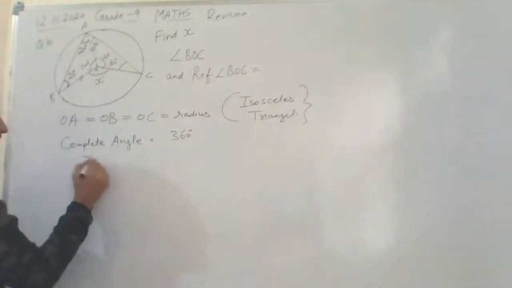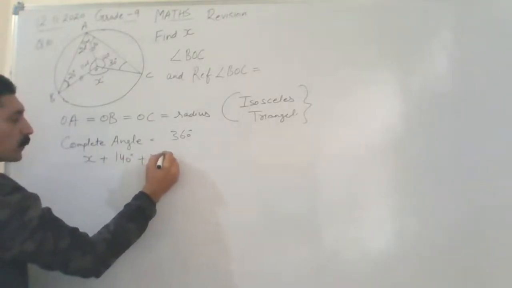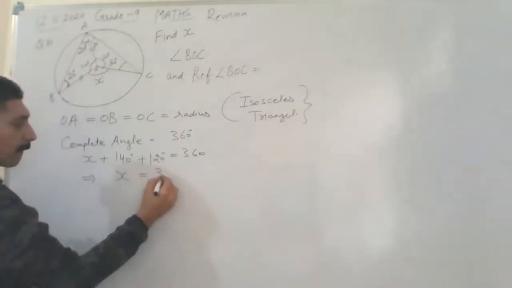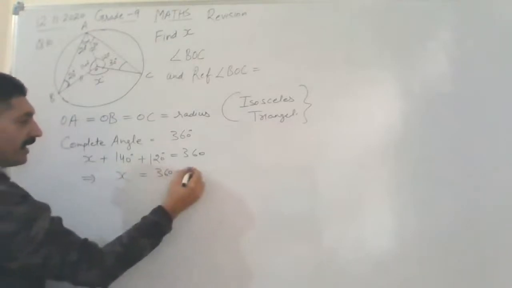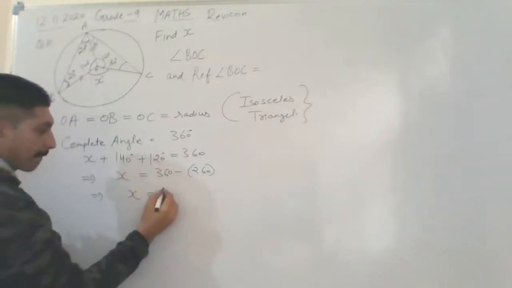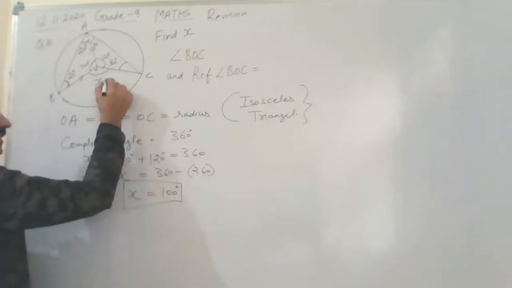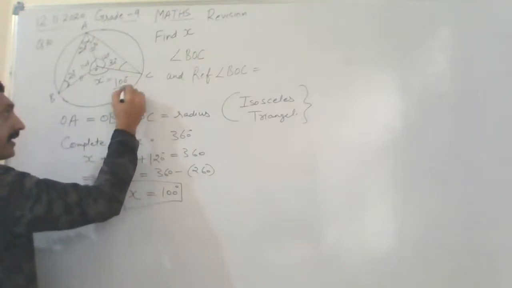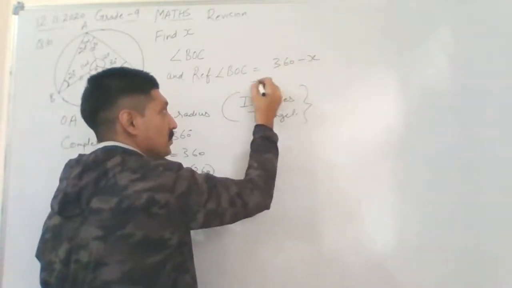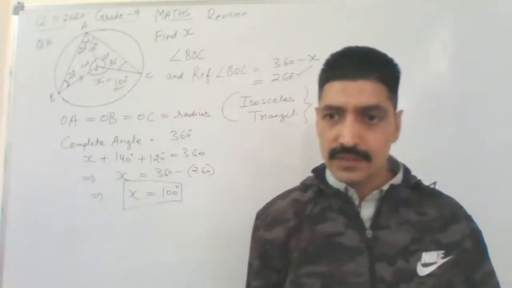So we have angle X plus 140 degrees. This implies that when we add, it is what? 260 degrees. So what is the value of X? X here is equal to 100 degrees, and if reflex is asked, reflex is 360 minus X. So that is 260 degrees, right?